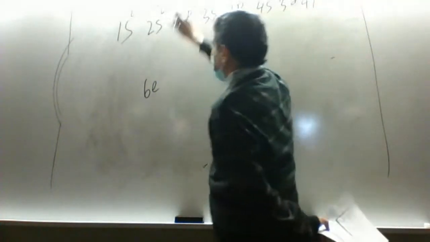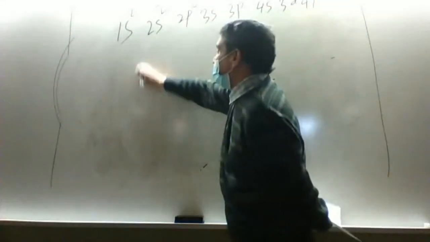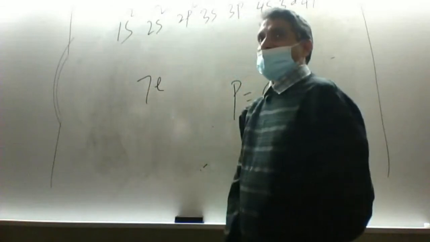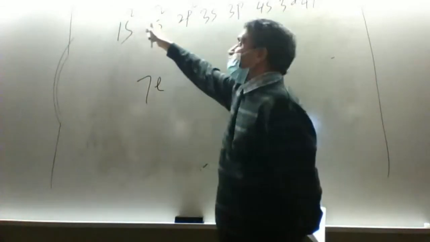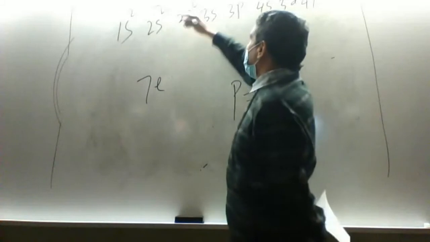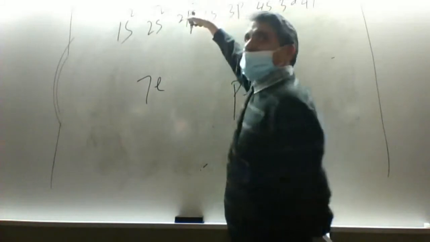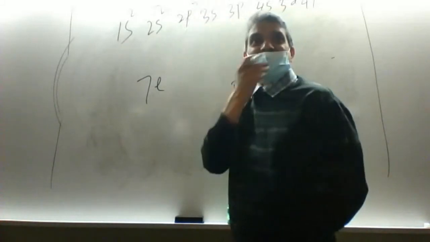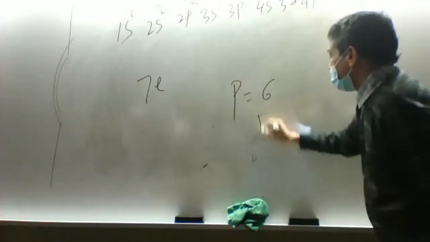So 2, 4, 6. Suppose I have an atom that has 7 electrons. How do I put that? 2 I put here, 2 I put here, that's 4. Now I am left with 3. Can I put 3 here? Yes, of course I can, because that p can hold 6, because I have 3 seats there.